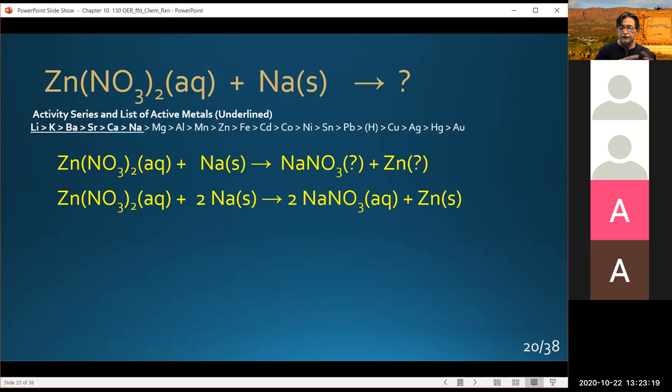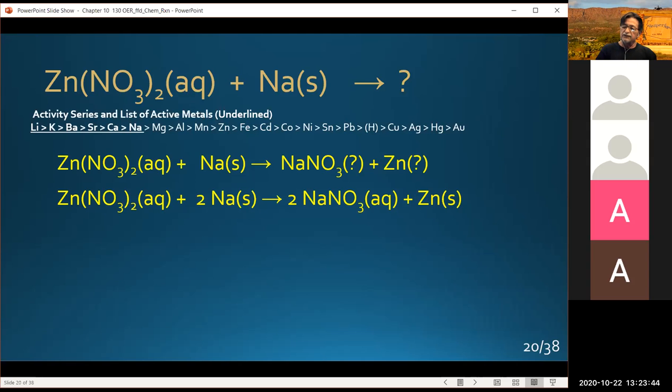And to balance this, if you follow the polyatomic ions, the NO3, you see we got 2 to begin with. All we got to do is stick a 2 in front of sodium nitrate, and that balances the nitrates, which picks up the number of sodium. So we go back to sodium, put a 2 in front of sodium to balance the sodiums.